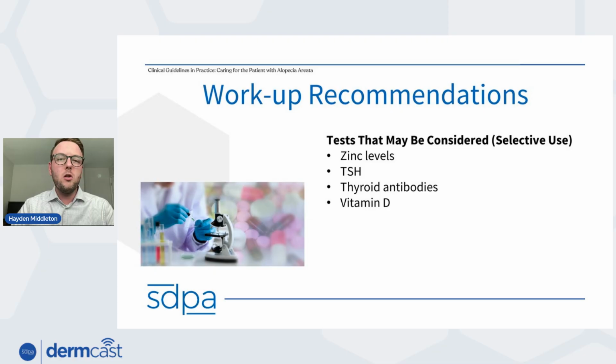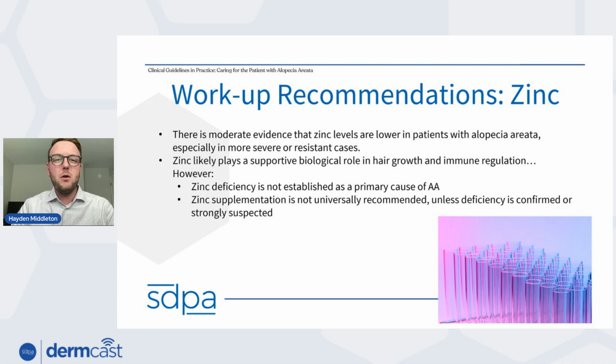And so when we looked at specifically alopecia areata, these were the specific tests that could potentially be beneficial, although with any piece of literature or any piece of science, I think there's a lot more work that could be done. But specifically zinc, TSH, thyroid antibodies, and vitamin D, we can selectively use these labs to further work up the patient. Go to the next slide.